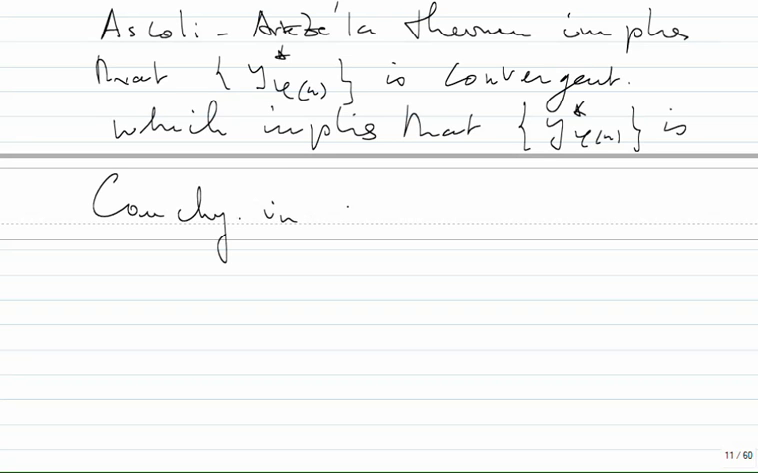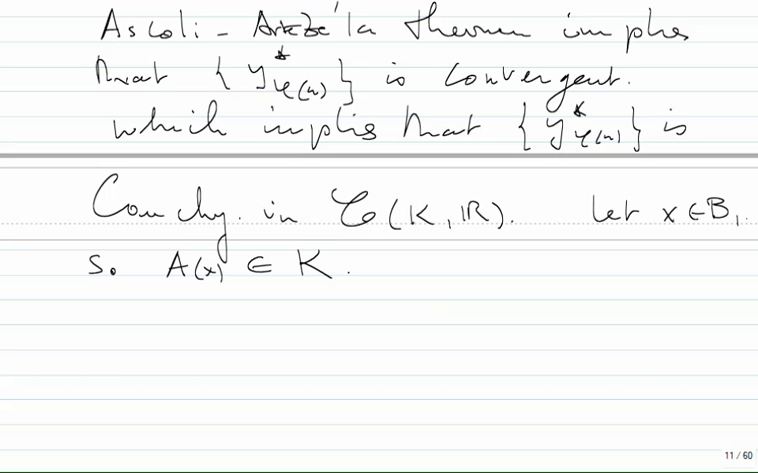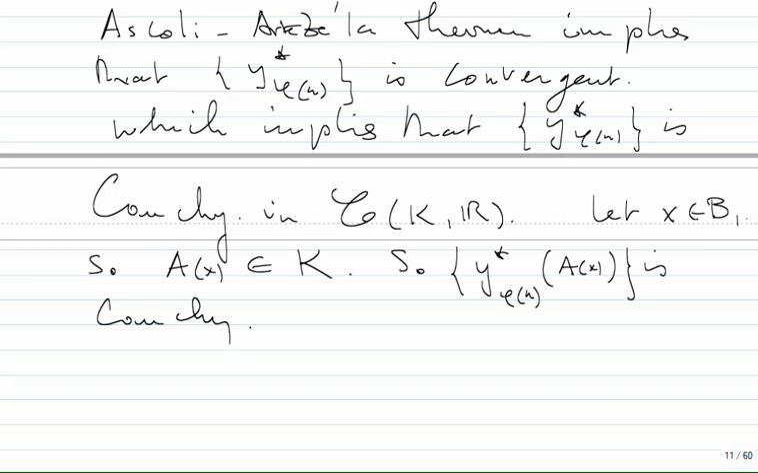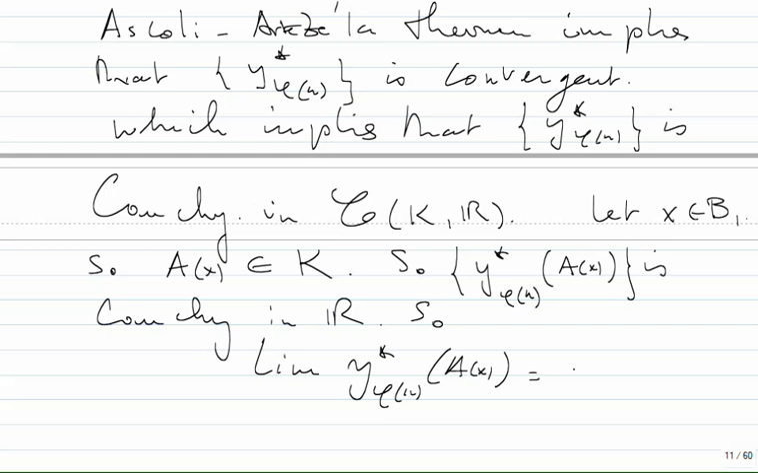In C of K R. Okay? So here, let x belong to B1. So A of x belongs to K. And this implies that y star phi of n of A of x is Cauchy in R. So the limit, y star phi of n A of x, equals L of x as n goes to infinity, exists.